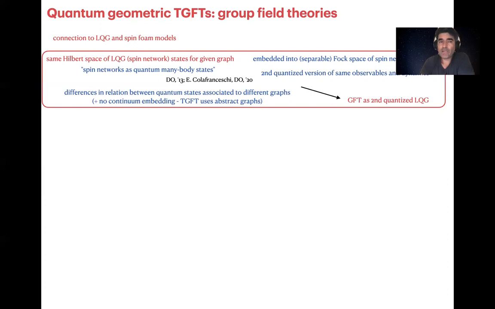The differences are in the relation between quantum states associated to different graphs, which are treated very differently in this group field theory context and in canonical loop quantum gravity. Plus, of course, we're dealing with abstract graphs, and there's no embedding into any canonical hypersurface.